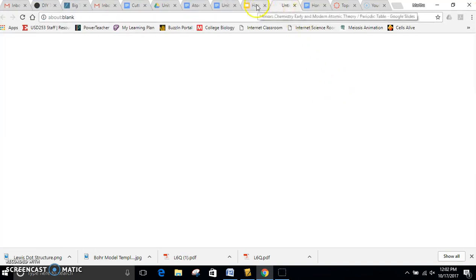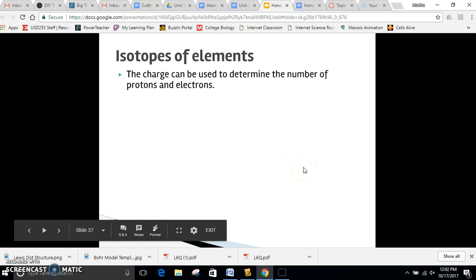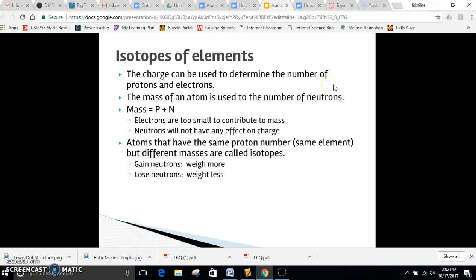Okay, so the next part of this, if I can get it to load up here, is going to be about isotopes. Now, isotopes are in relation to the mass. So we're not talking about charge anymore. We're talking about the mass of the atom. So charge can be used to determine the number of protons and electrons, but how do we determine the number of neutrons that are in the atom?